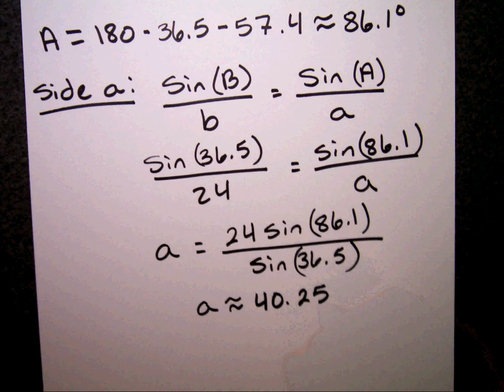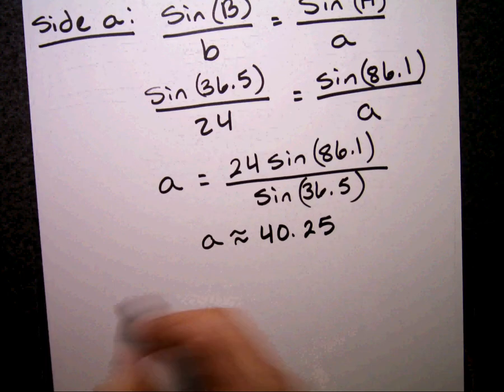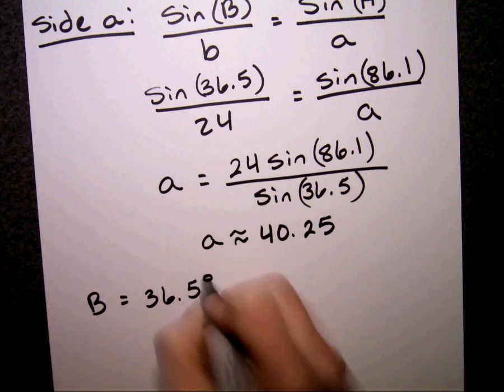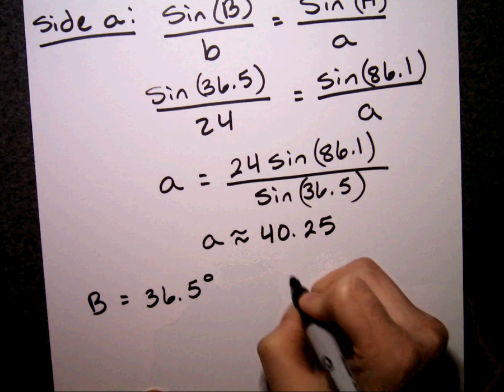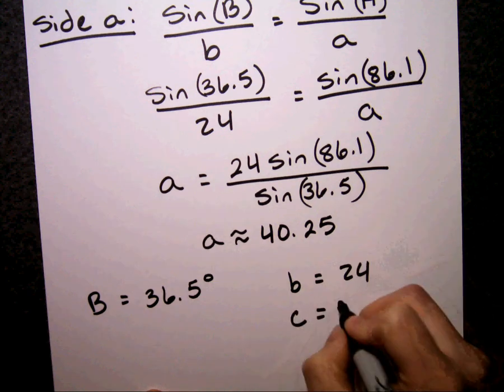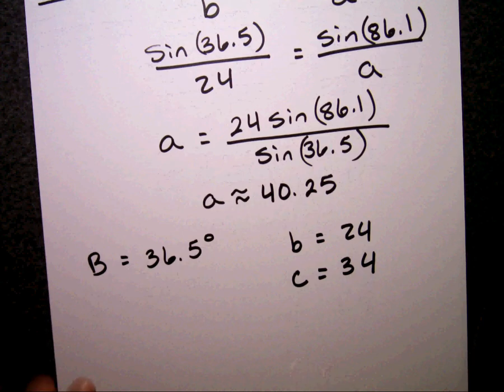And so now we solved the first triangle. All of our given information is still the same. I know that angle B is equal to 36.5 degrees. I know that side B is equal to 24, and side C is equal to 34. Everything else I'm going to give a little subscript of 1, because this is just the information for the first triangle.